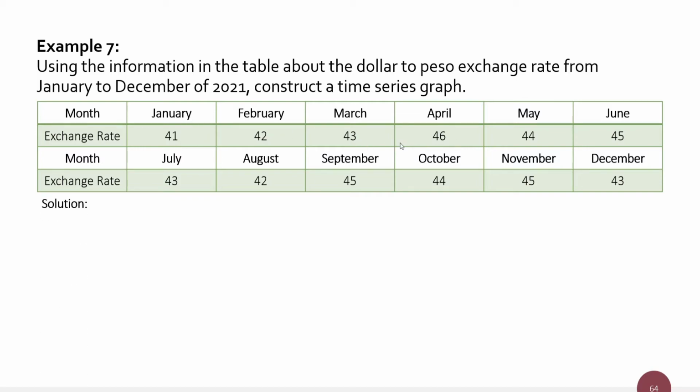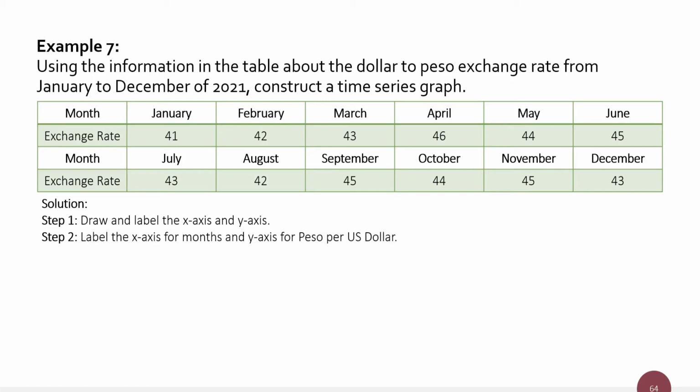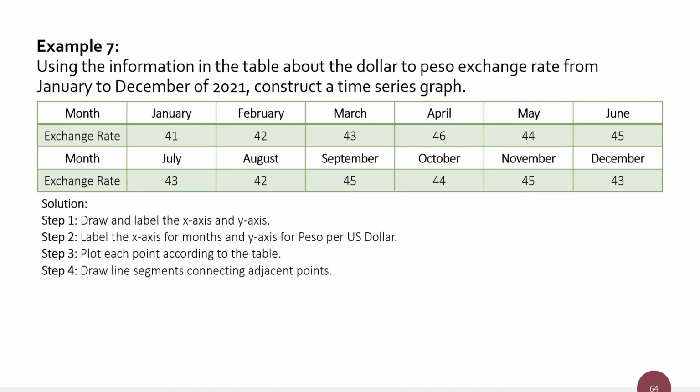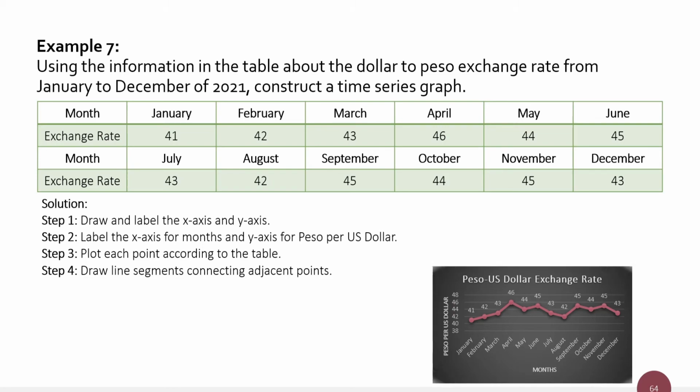Okay, so for the solution, first is draw and label the x-axis and y-axis. Then, label the x-axis for months and the y-axis for peso per US dollar. And next, plot each point according to the table. Then, draw line segments connecting adjacent points. Okay? So, kapag ganun ang ginawa natin, itong step-by-step procedure, makapag-create tayo ng ganitong graph.